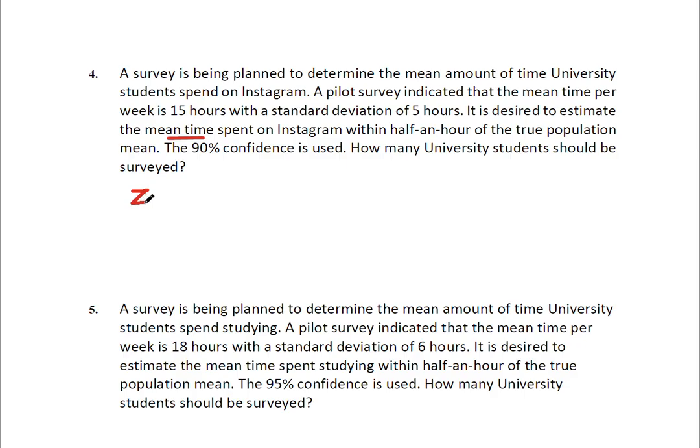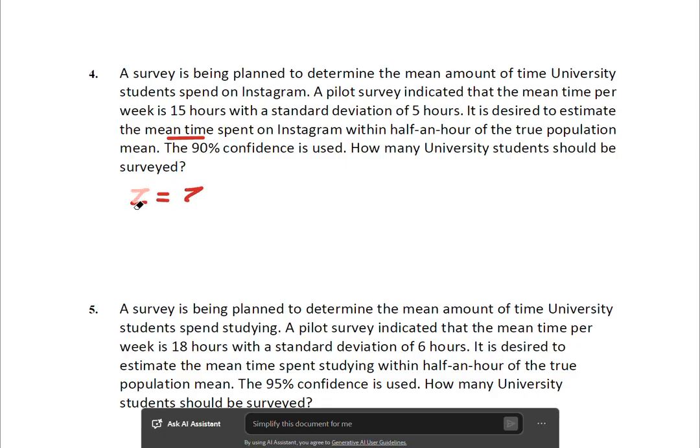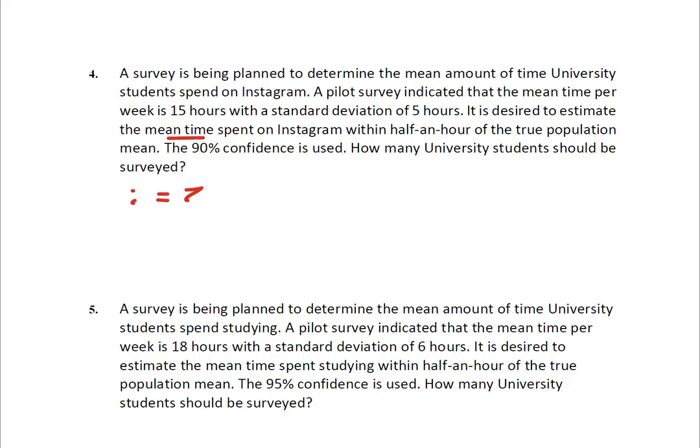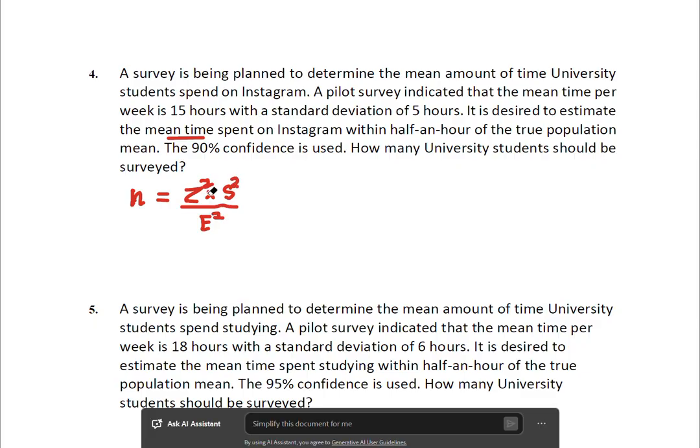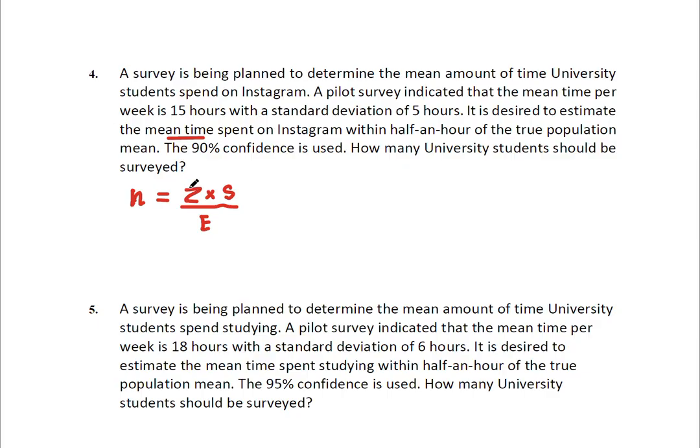So again, this is an estimate of means, as was the case for number 2. So the formula here is going to be n equals z multiplied by s, divided by the error, all squared. We could write it that way, with every element squared, or you could write the formula like this, where you just put everything in brackets and square the result.